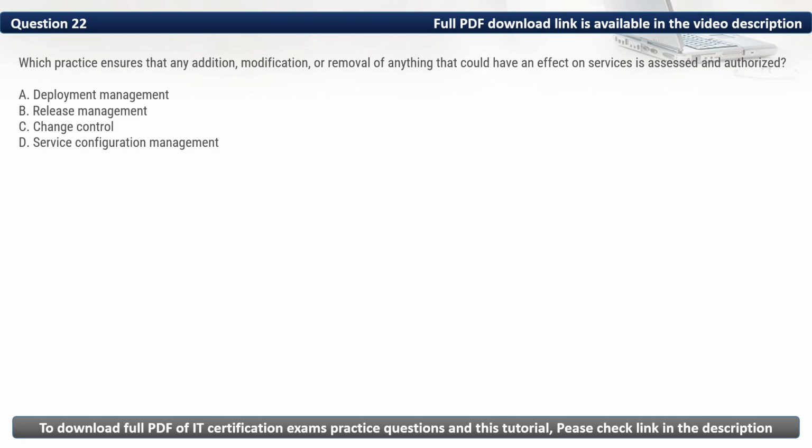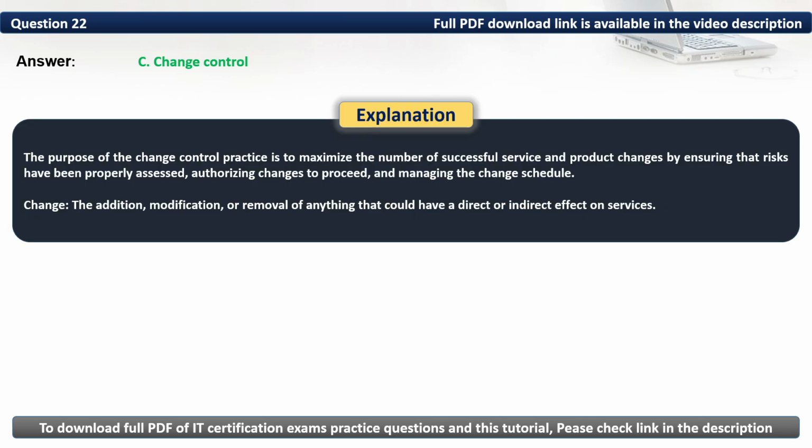Change control is a practice that ensures that any addition, modification, or removal of anything that could have an effect on services is assessed and authorized. Thus, the correct option is C. The purpose of the change control practice is to maximize the number of successful service and product changes by ensuring that risks have been properly assessed, authorizing changes to proceed, and managing the change schedule. Change is the addition, modification, or removal of anything that could have a direct or indirect effect on services.